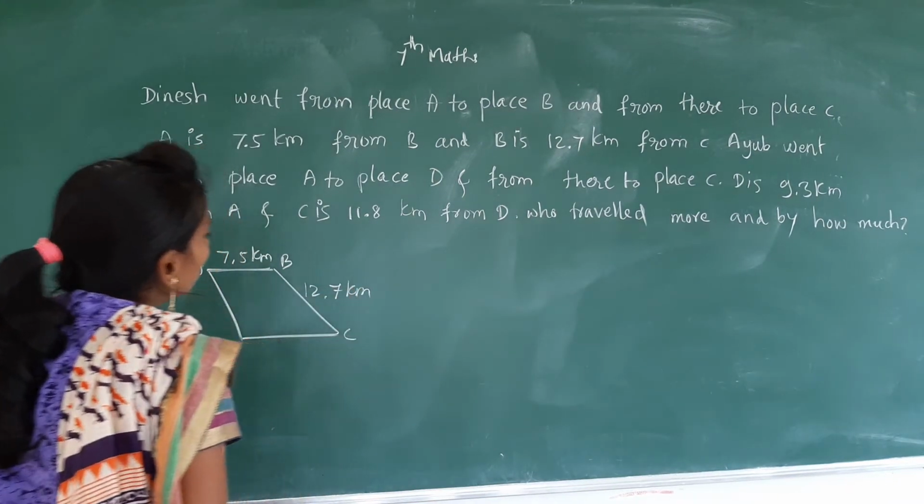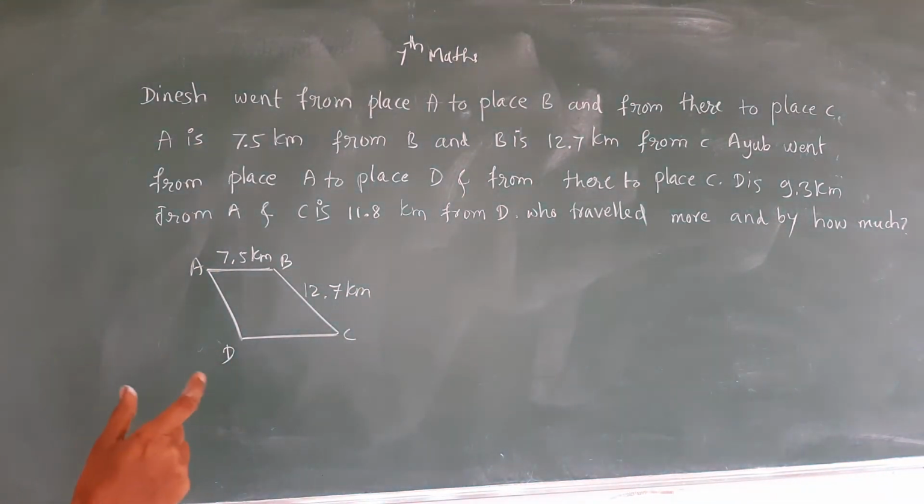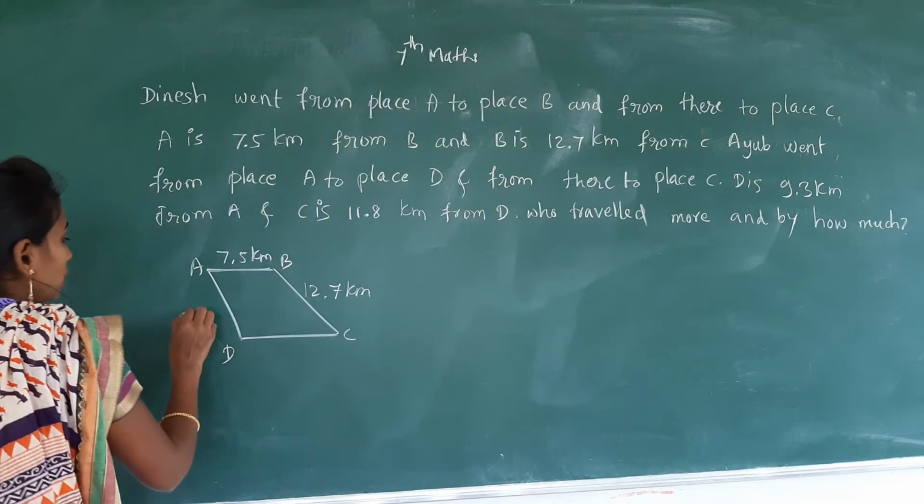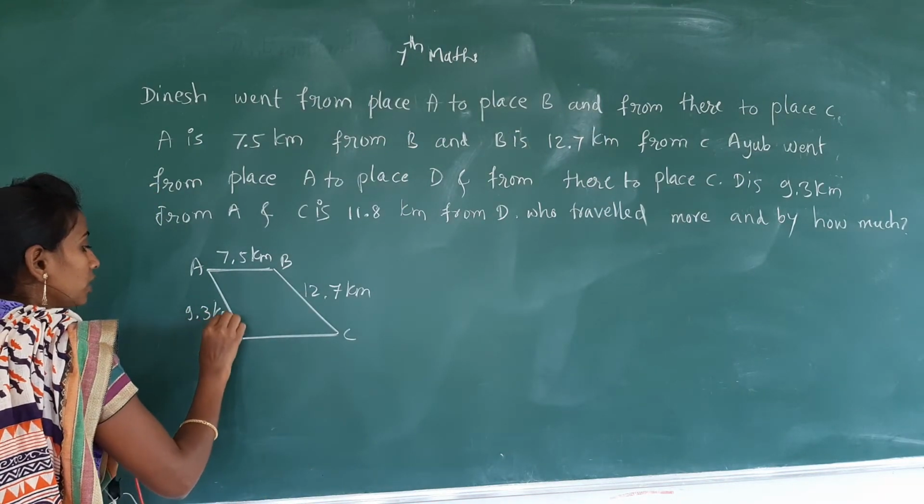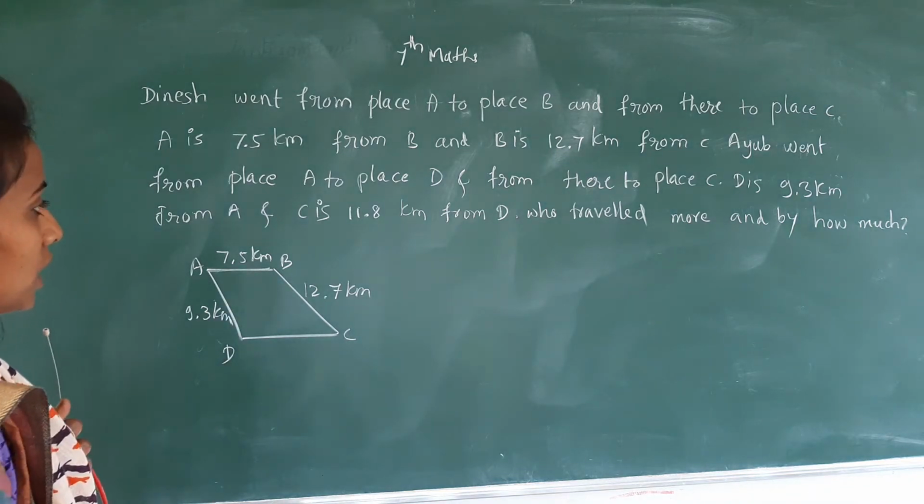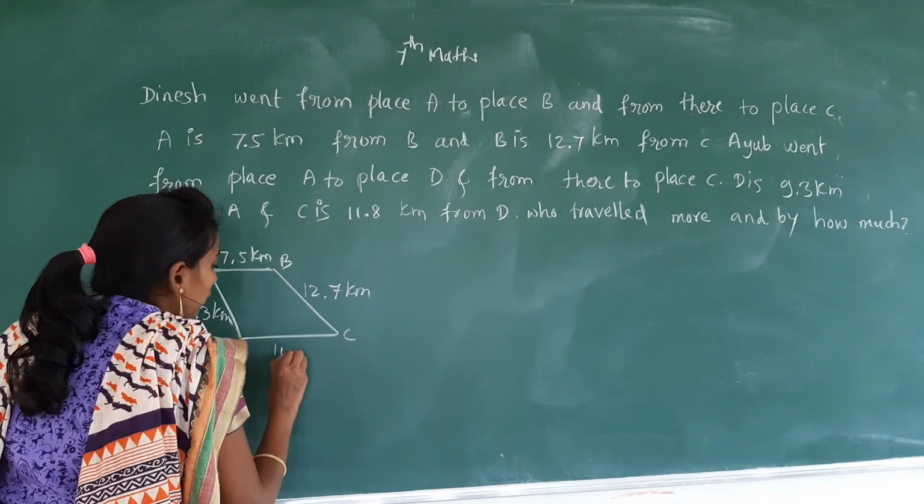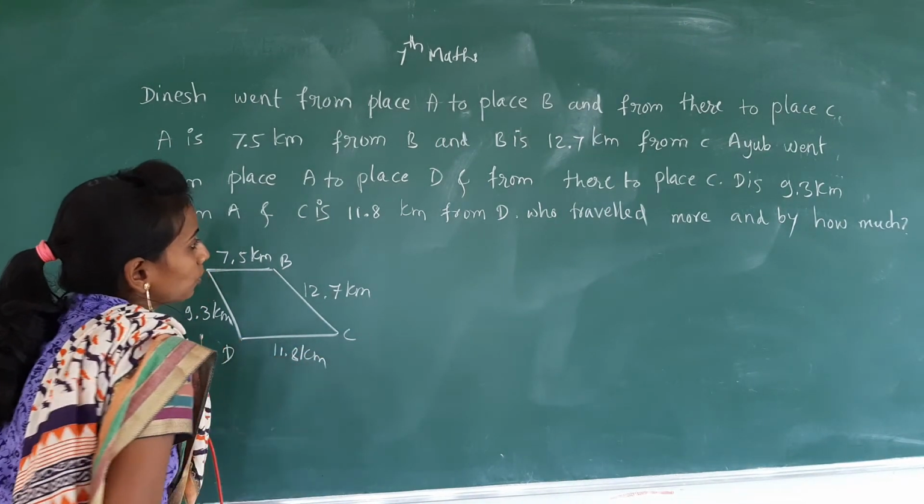First we have to write from where to where how much kilometer we have. So from A to B is 7.5 kilometer and from B to C is 12.7 kilometer, and D is 9.3 kilometer from A, means A to D is 9.3 kilometer, and C is 11.8 kilometer from D.